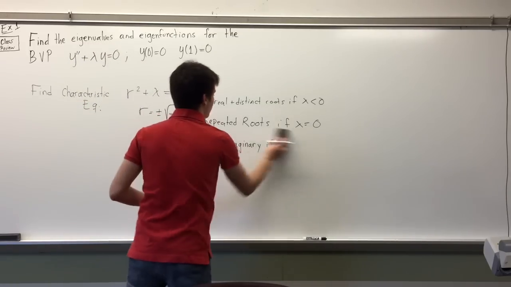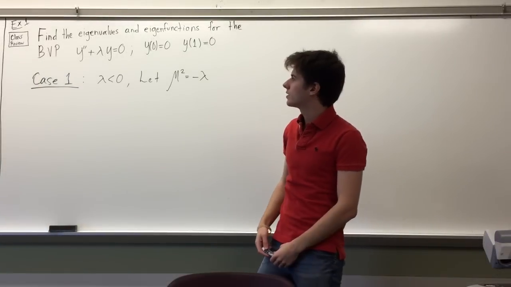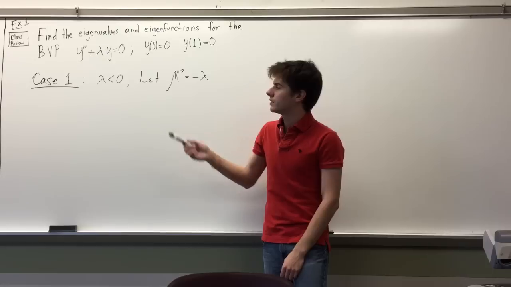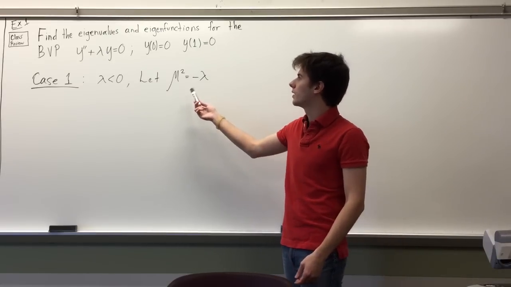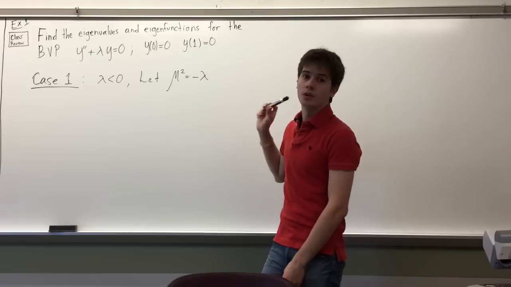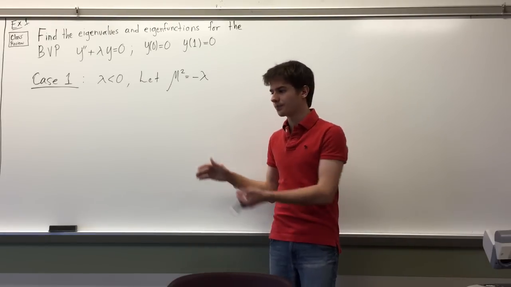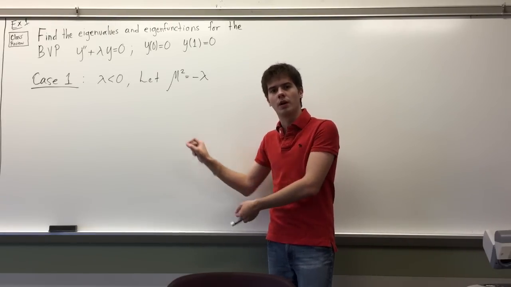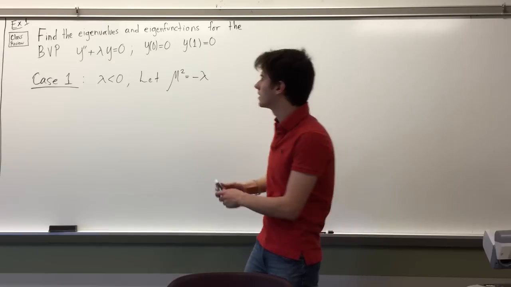I'm going to erase this and start with the first one. So let's consider the first case, which is that lambda is less than 0, and we're going to define a new constant, mu squared is equal to negative lambda. We're going to do this just for convenience because when we're writing down our solutions, we don't want a bunch of square root signs.